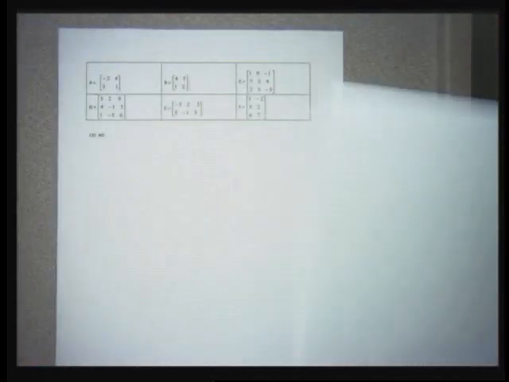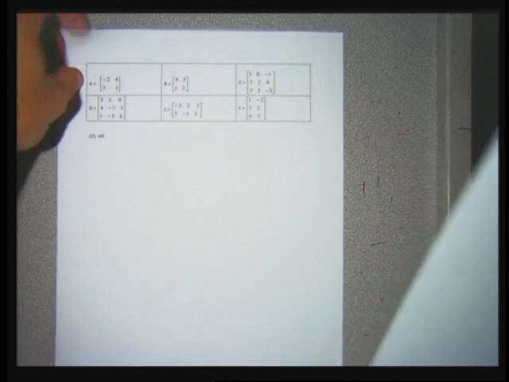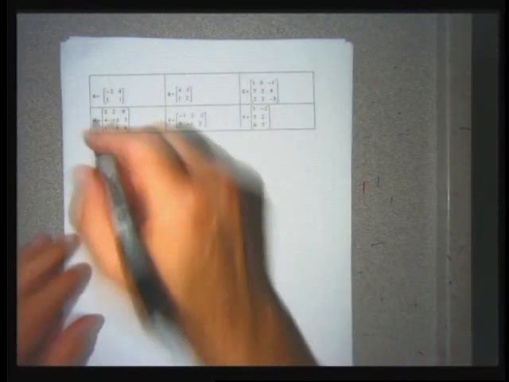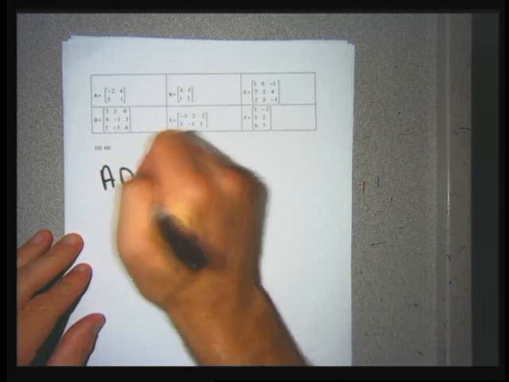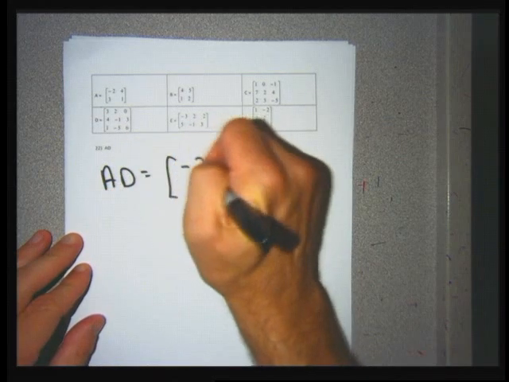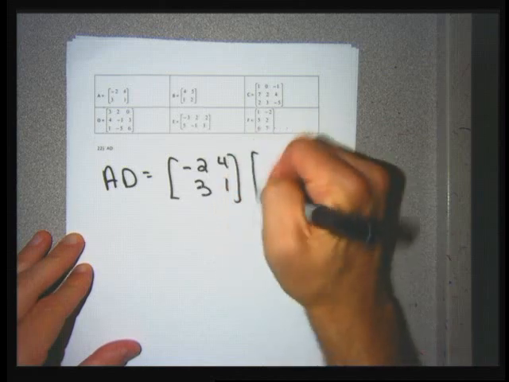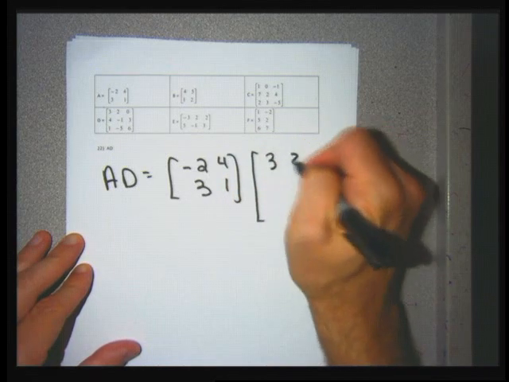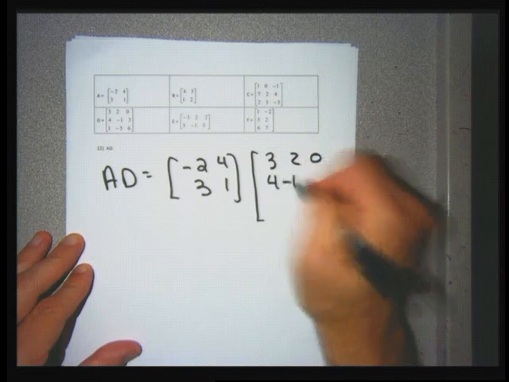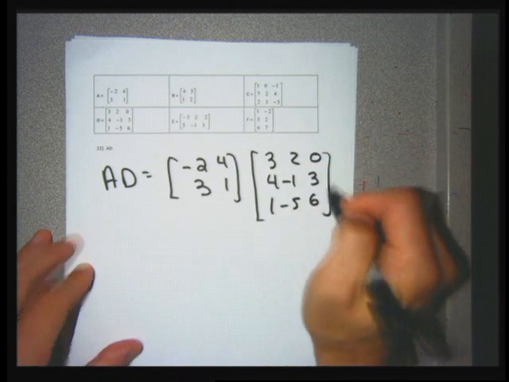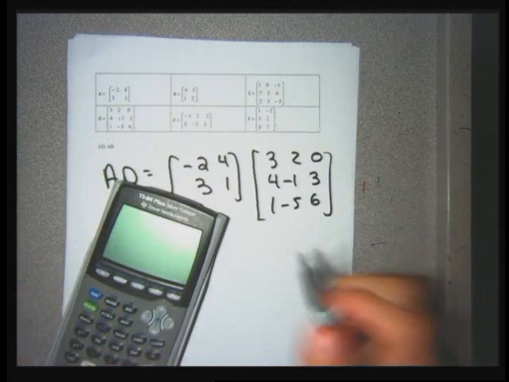22 wants me to do A times D, which is a fun problem in some sense. So to do A times D, I take the A matrix, negative 2, 4, 3, 1, write it next to the D matrix, 3, 2, 0, 4, negative 1, 3, 1, negative 5, 6. Check the answer on my calculator, then I'll try to confirm it by hand.